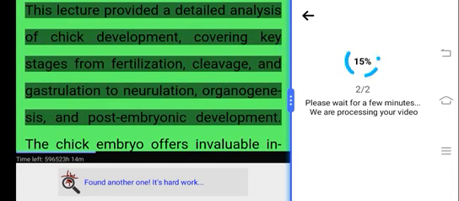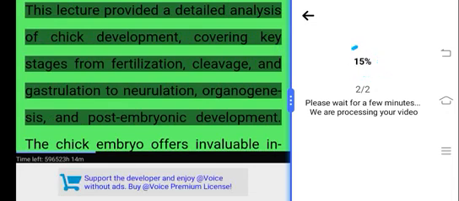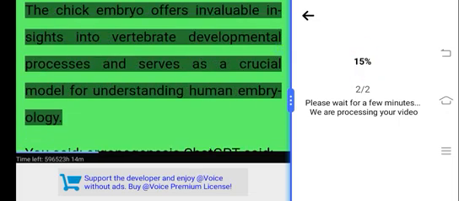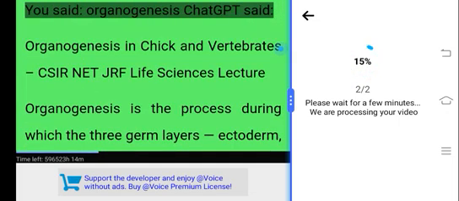This lecture provided a detailed analysis of chick development, covering key stages from fertilization, cleavage, and gastrulation to neurulation, organogenesis, and post-embryonic development. The chick embryo offers invaluable insights into vertebrate developmental processes and serves as a crucial model for understanding human embryology.